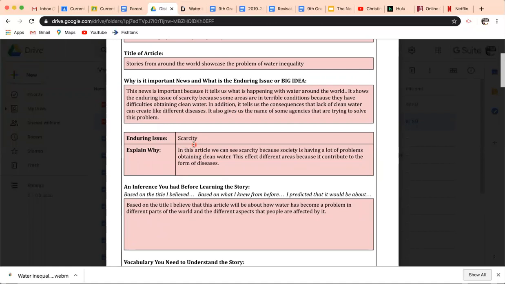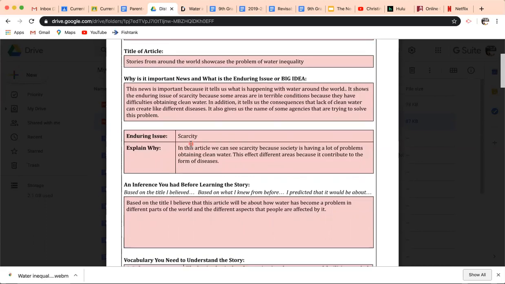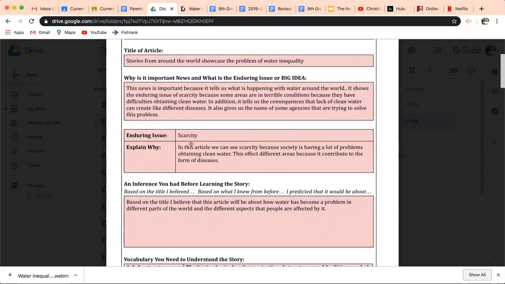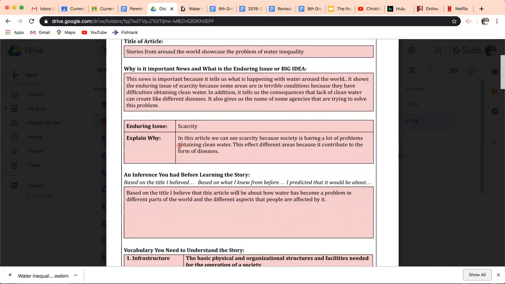This comes from Global Class. I will be attaching a document that has all of the different enduring issues so that you can practice that, because that will help you for your Regents next year in Global Class. So this person put scarcity, absolutely, lack, inequality, environmental issues even can be an enduring issue, and then explain why.